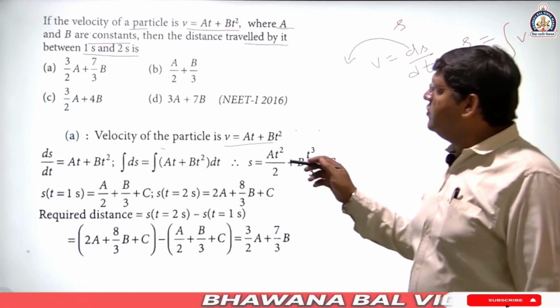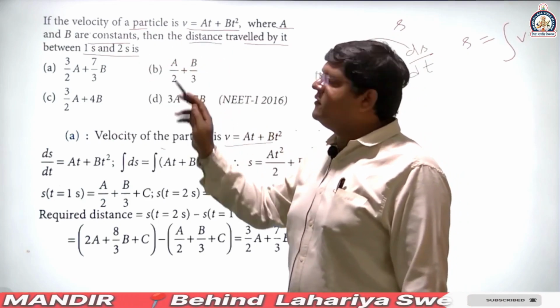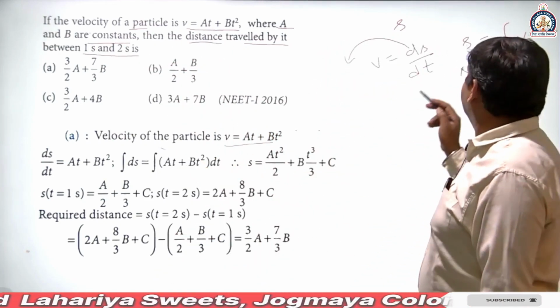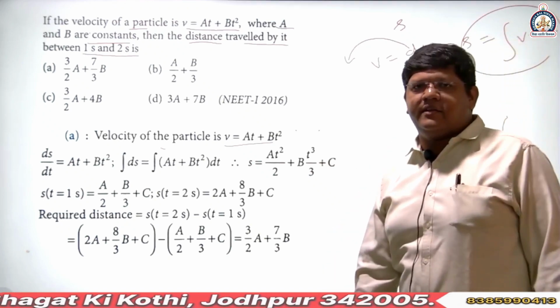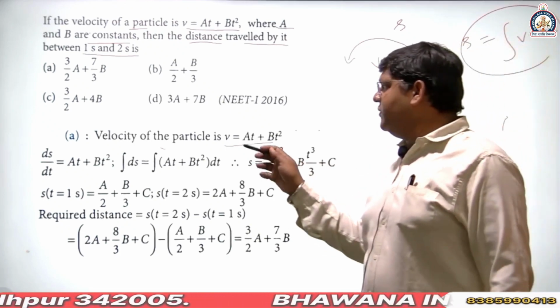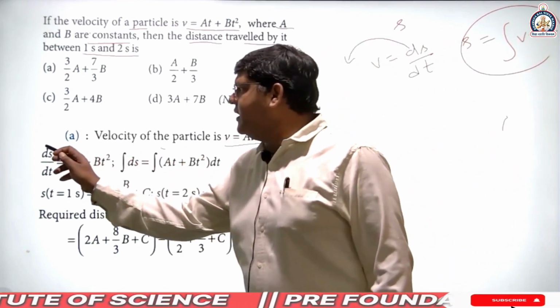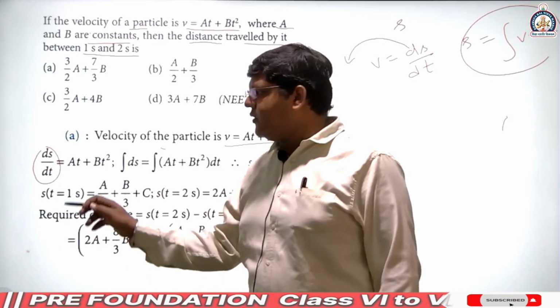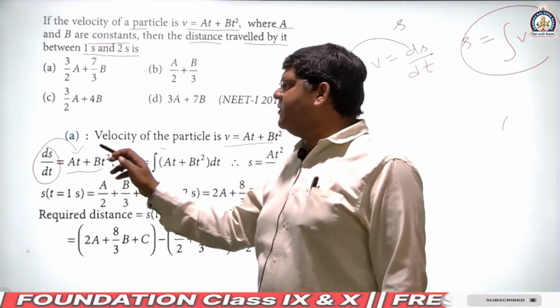Okay, so in this question we are provided with velocity and we have to calculate the distance. So we have to move in this fashion, because we have to calculate distance from velocity. Velocity is given as at plus bt square. Now, velocity is nothing but the differentiation ds upon dt. If we have to calculate s, we have to put the differentiation on this side.